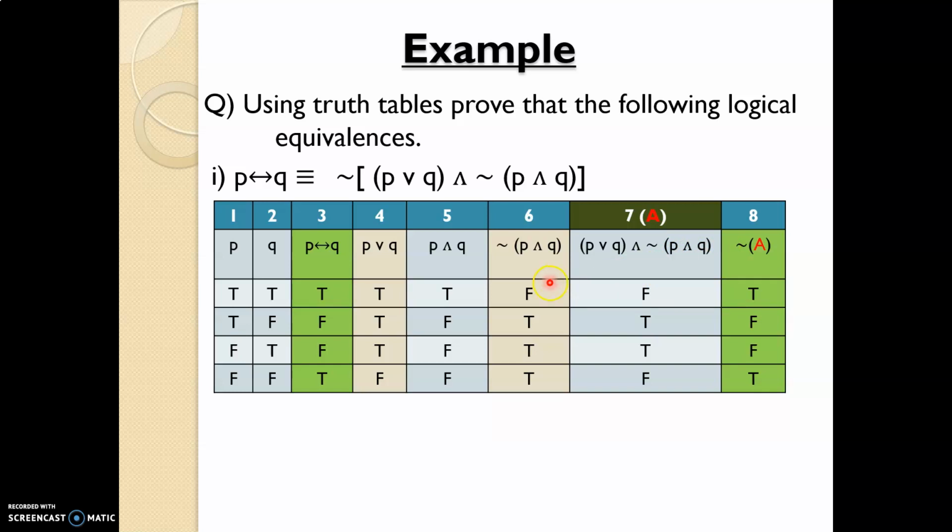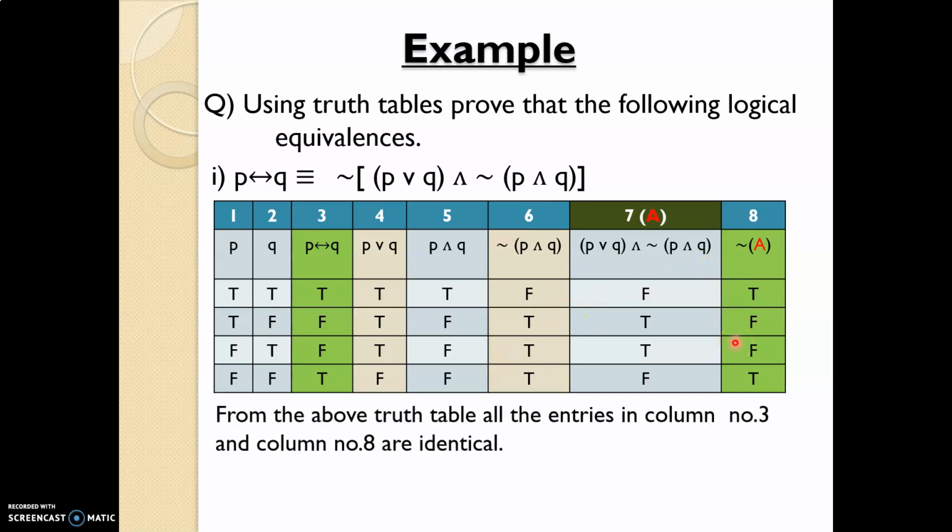So in this one you are checking the truth values of these two statements, that means S1 and S2. In columns number 3 and 8, you can see P if and only if Q values are T, F, F, T, and in column 8 it is T, F, F, T. So the values in column numbers 3 and 8 are identical. Therefore, you have to write the conclusion like this, as in the question.